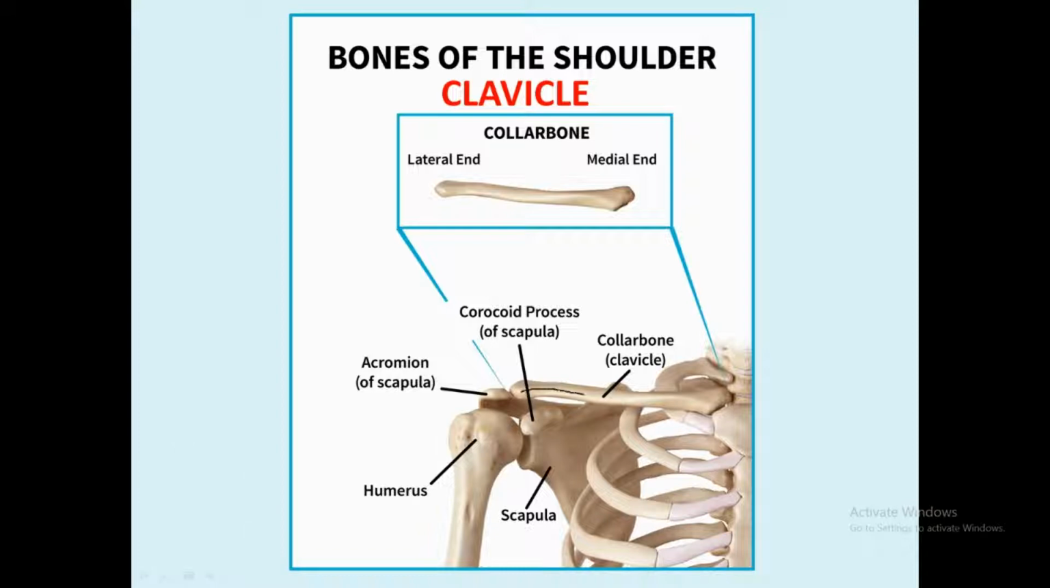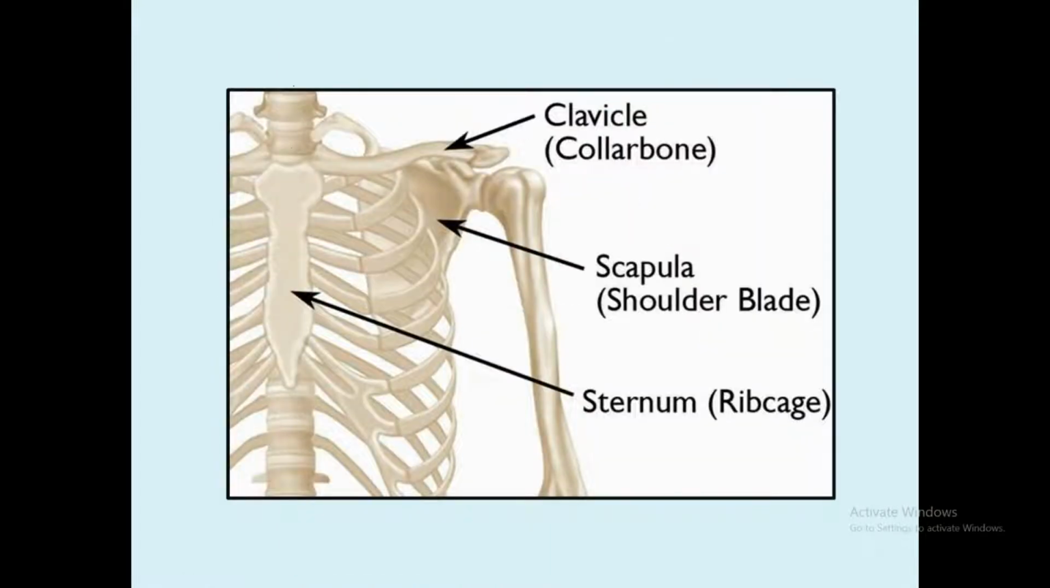So இதுதான் clavicle bone. This clavicle bone extends between the manubrium of the sternum and the acromion of the scapula. So இதுதான் வந்து acromion of the scapula. So this clavicle bone is the only long bone that lies horizontally.